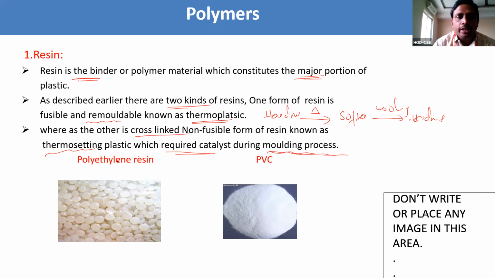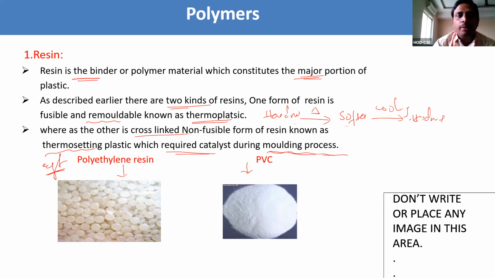Here, polyethylene resin, polyethylene is the example we have taken, and PVC, polyvinyl chloride, are two types of resins. It forms a major portion. What actually the resin is, is a major portion of the plastic. It helps as the binder of the polymer material and forms the major portion of the plastic.